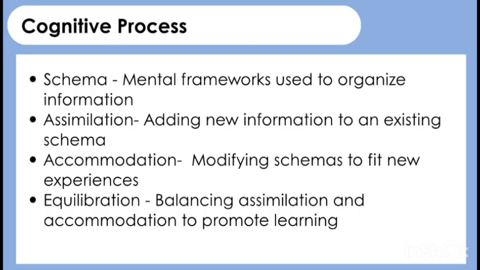So let's have here the cognitive process. First, we have the schema. This is the mental framework used to organize information. Next is assimilation, adding new information to an existing schema. Accommodation, modifying schemas to fit new experiences. And equilibration, balancing assimilation and accommodation.